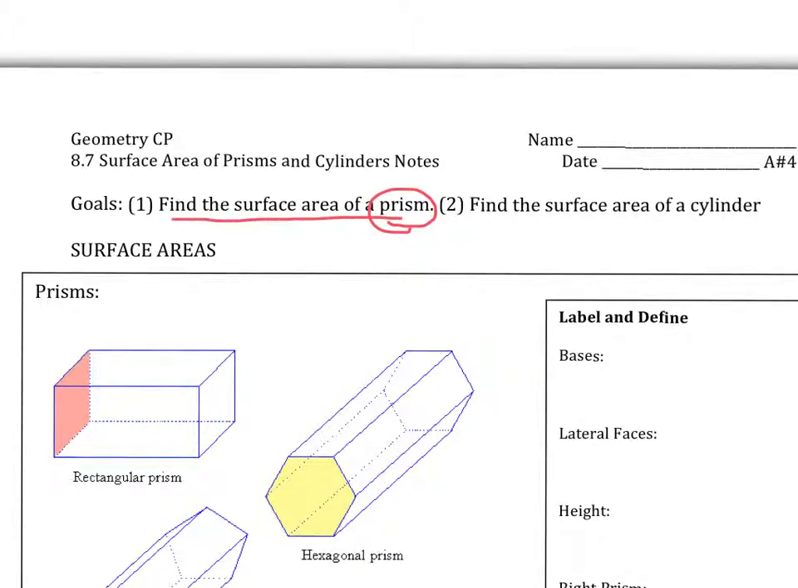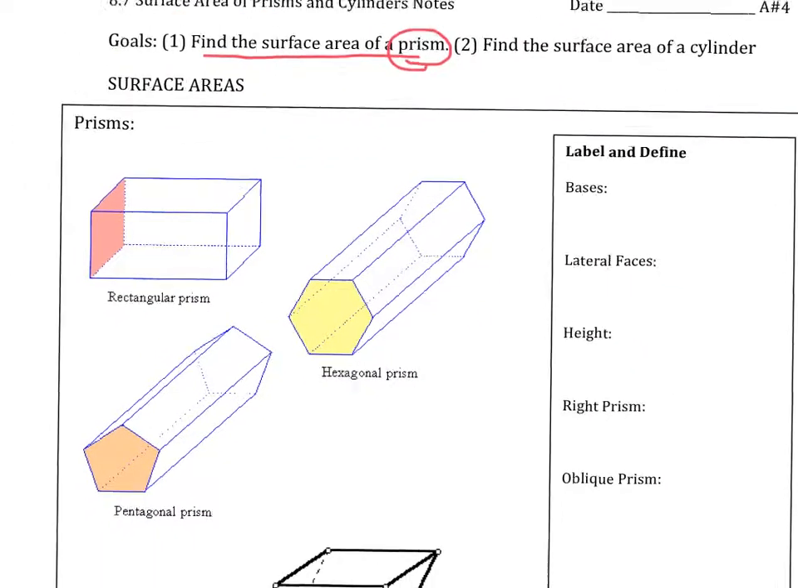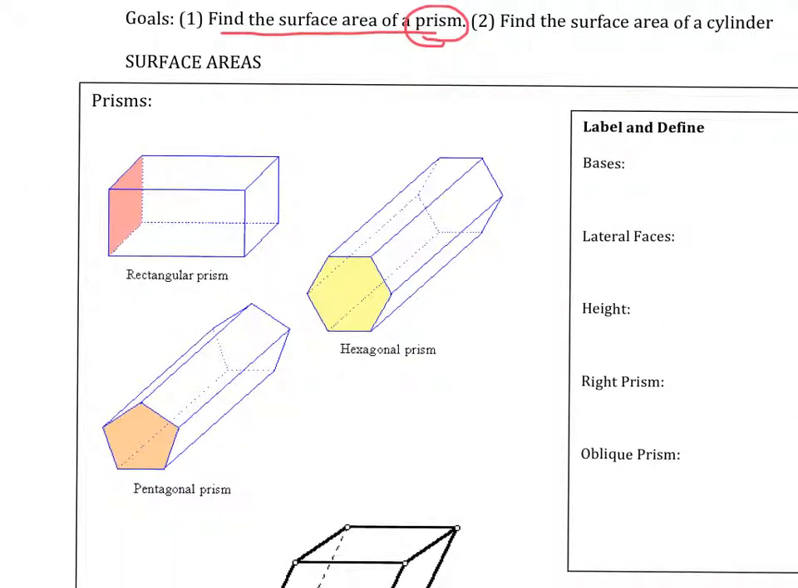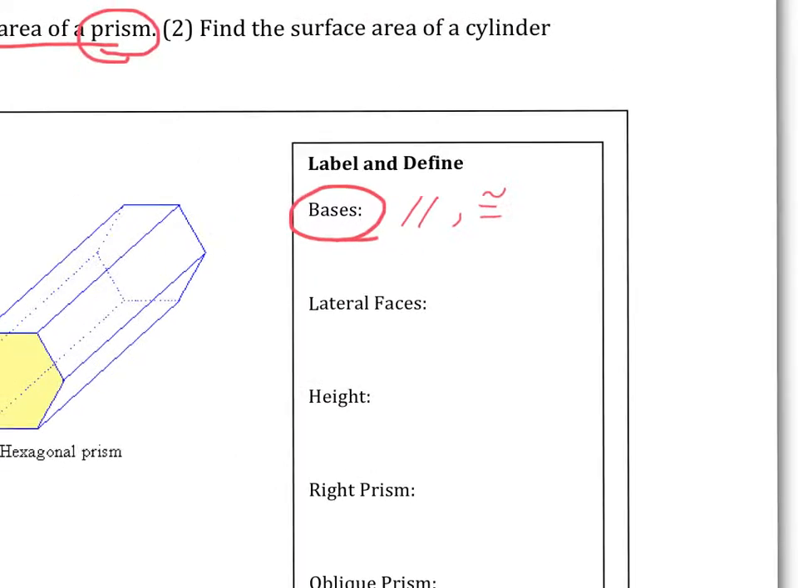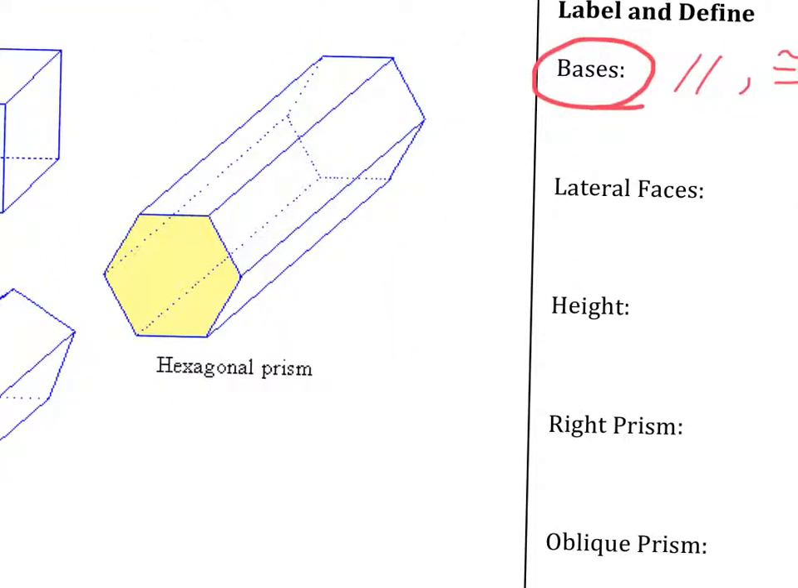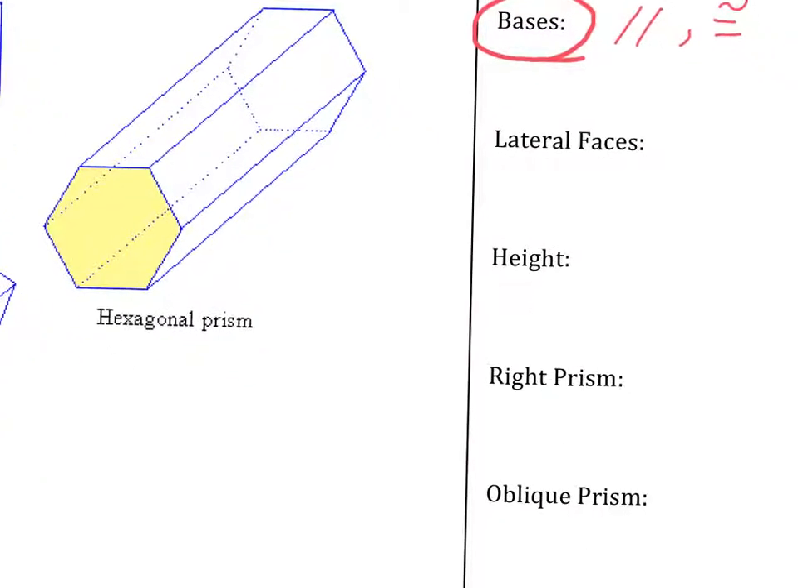First off, we need to understand what surface area even means, but we also have a lot of vocabulary to consider. So first off, what are my bases? Bases are parallel and congruent. Word to your grandmother. Parallel and congruent. If we look at this hexagonal prism, this face that is in yellow on my page is a base, and the one in the back is also a base.